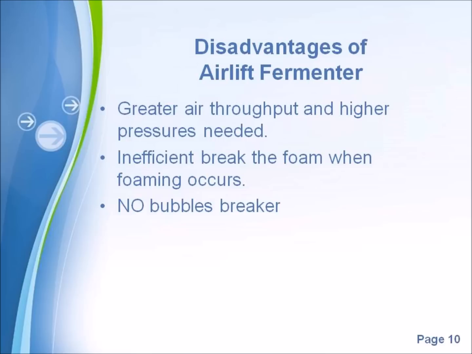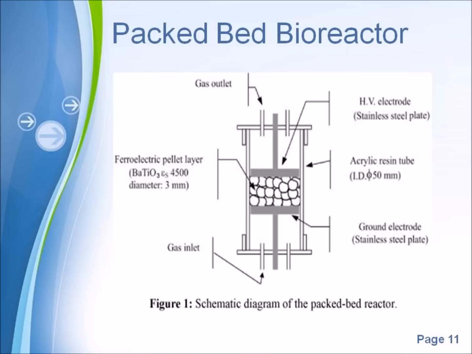Inefficient at breaking foam when foaming occurs, because there is no blade or shaft as a foam breaker, compared with the stirred tank that has it at the surface. No bubble breaker: there are no blades used to break the bubbles produced from the air supply sparger. Packed bed reactor. In packed bed reactors, cells are immobilized on large particles.